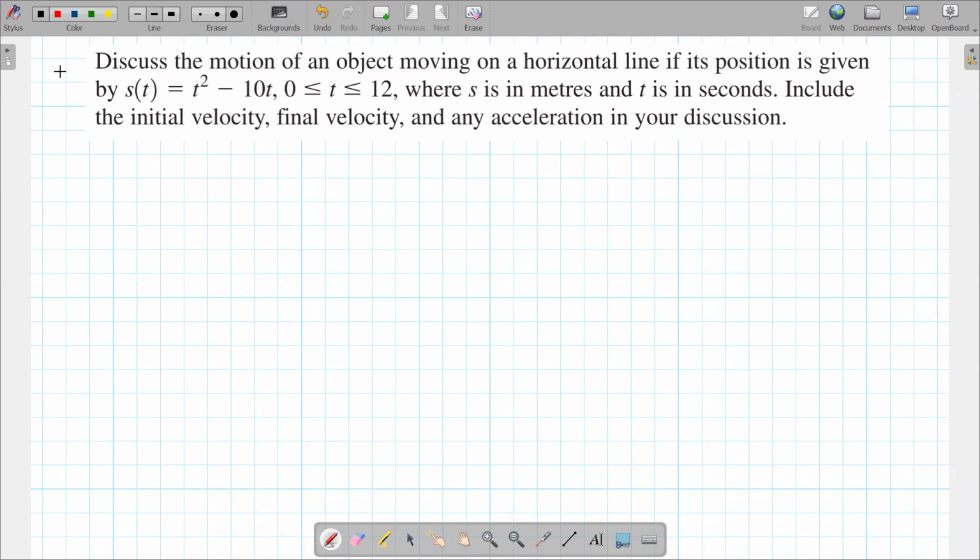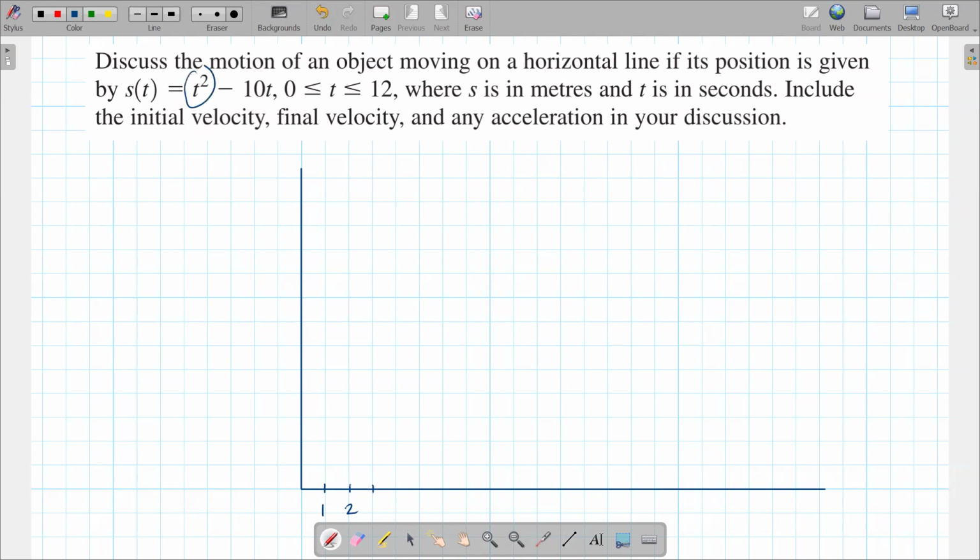Always graph it. What kind of function do we have? What's s(t)? How would you describe this function? t squared minus 10t. It's a quadratic. You agree with that? Is it opening up or down? Down. So you want to look at the a value.